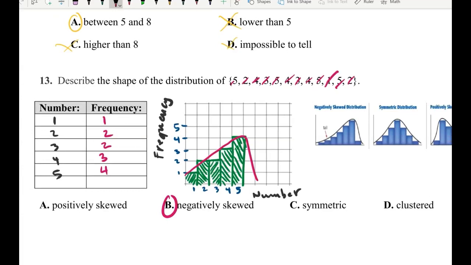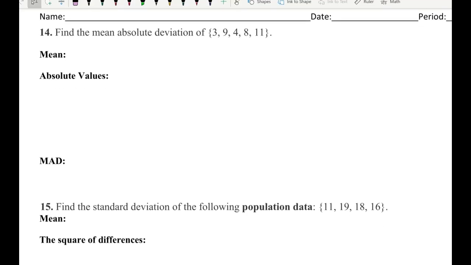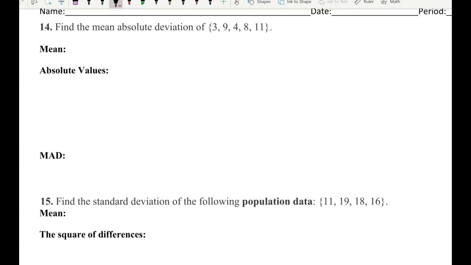Okay. All right. Problem 14. Find the mean absolute deviation of 3, 9, 4, 8, and 11. First you're going to find the mean. We add them all up and divide by 5. So that will give us 3 plus 9 plus 4 plus 8 plus 11 divided by 5. So the mean is 7.